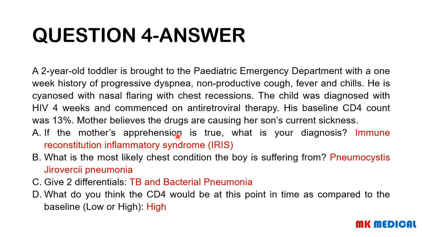Then of course, most likely this child has a pneumocystis jirovecii pneumonia because of their HIV positive status. They had a very low CD4 count. They were recently started on treatment. Of course, they have this progressive dyspnea and they have this cough. Do they have the cough? Yeah, non-productive cough. So our differentials, of course, would be TB as well as bacterial pneumonias.